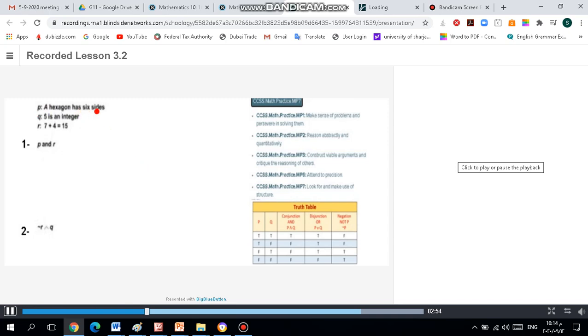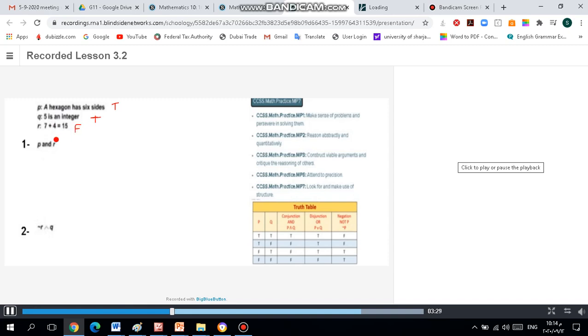A hexagon has 6 sides. It's a true statement, so we can write true beside statement P. P is true because a hexagon exactly has 6 sides. 5 is an integer number. Yes, of course, 5 is an integer, so this statement is also true. Statement R: 7 plus 4 equals 15, which is a false statement.